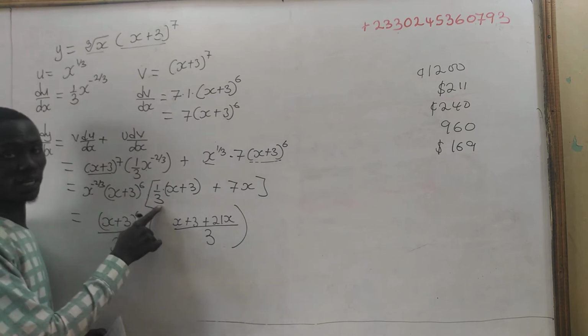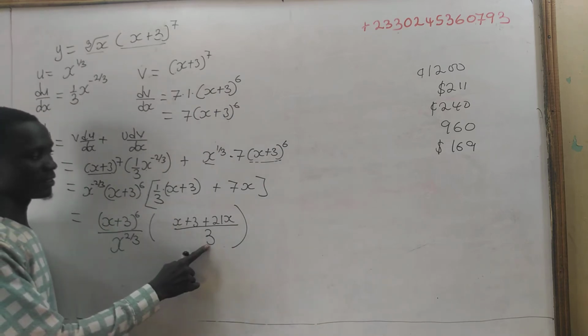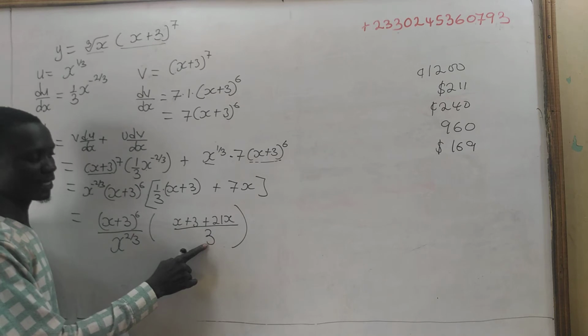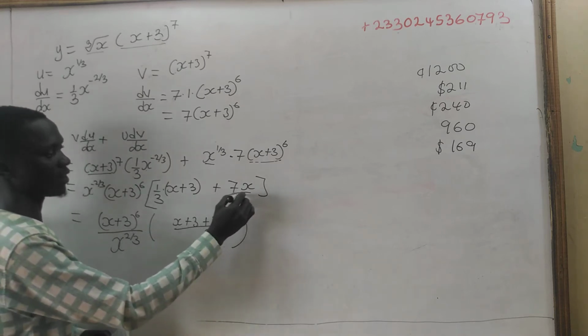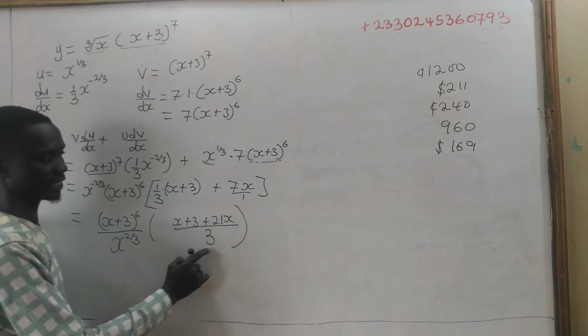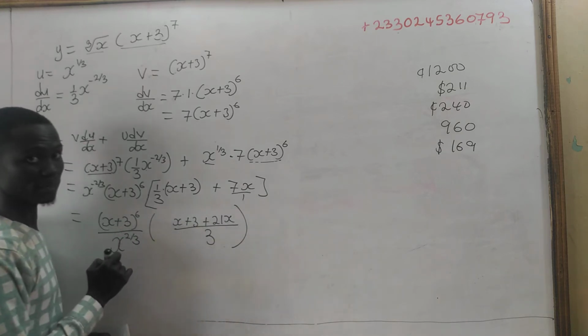That is, we look for the LCM. The LCM is 3. So 3 goes into 3, 1. 1 times all this will give us what we have. And here this is over 1. 1 will go into 3, 3 times 7x will give us 21x.